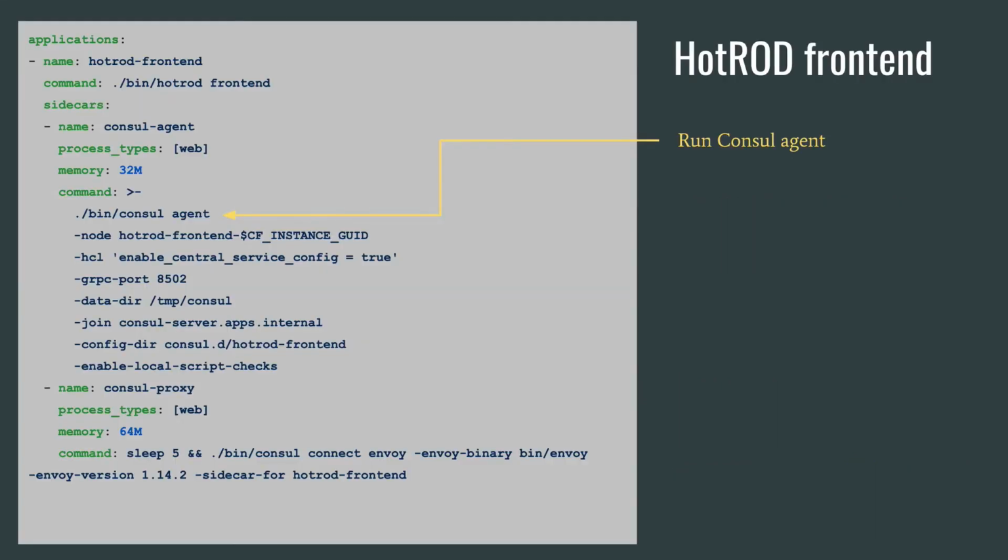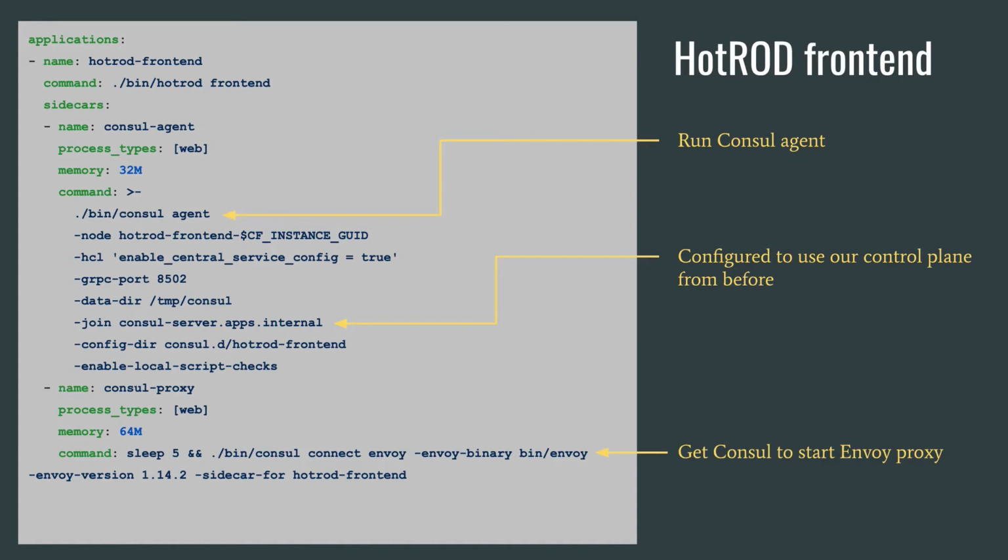So here we can see the sidecars defined for the hot rod front end. So we have the Consul agent, and you can see we are joining it to the control plane that we defined in the previous steps. And then we also get Consul to start this Envoy proxy up for us. There's a little 5-second sleep in there due to a race condition about the Consul agent having to be running before we start Envoy, but other than that, all fairly normal.